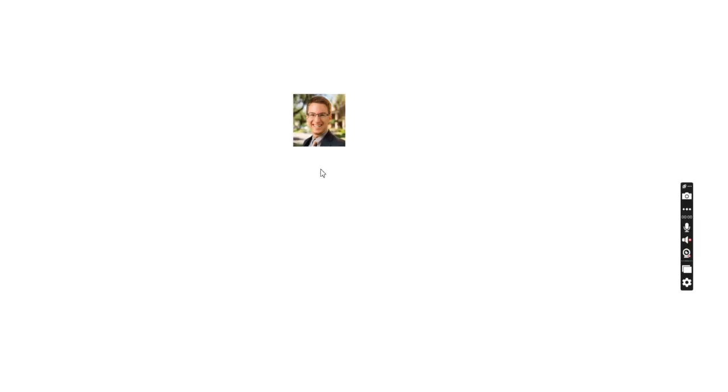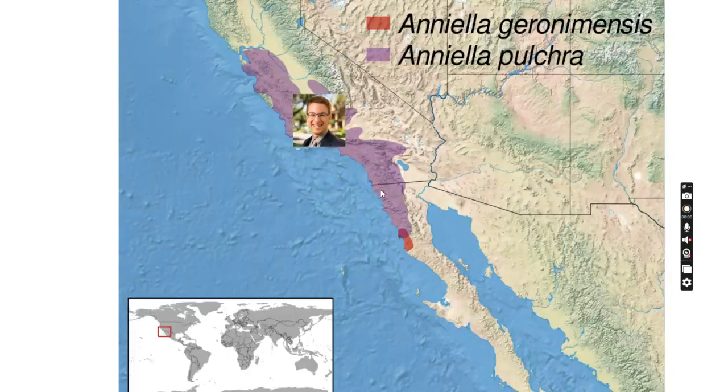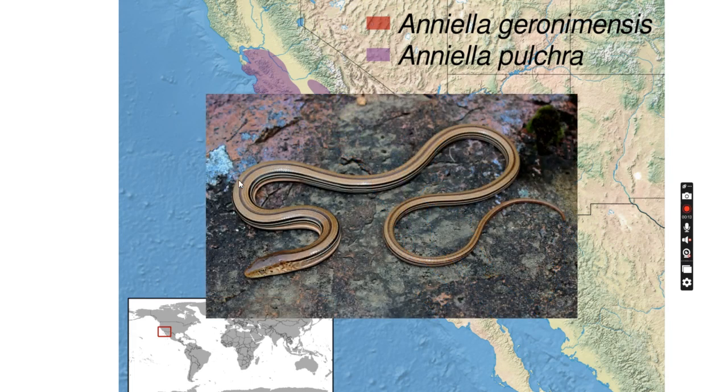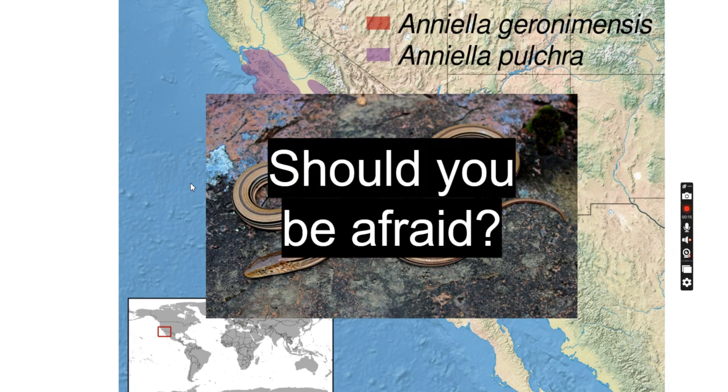Your name is Joshua Johnson, and you're walking through the Baja Desert in your home state of California. And you are deathly afraid of snakes. You just don't like them. And you happen to come across this creature. Should you be afraid? Well, no.